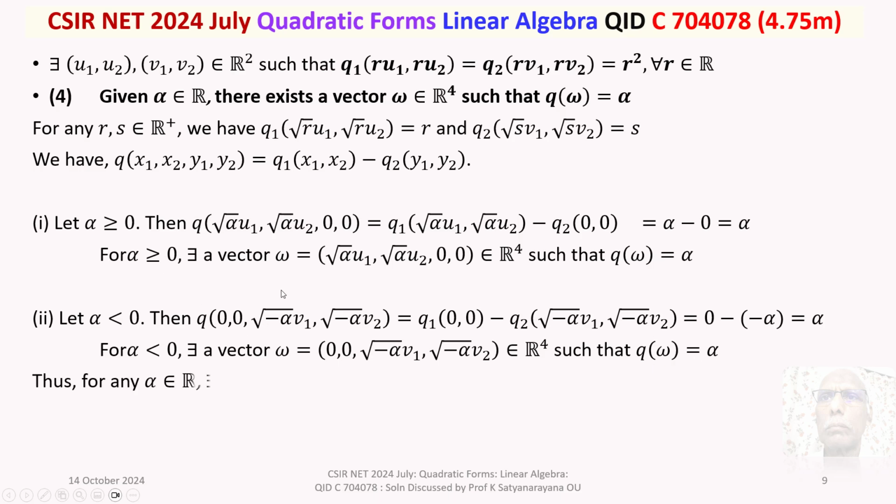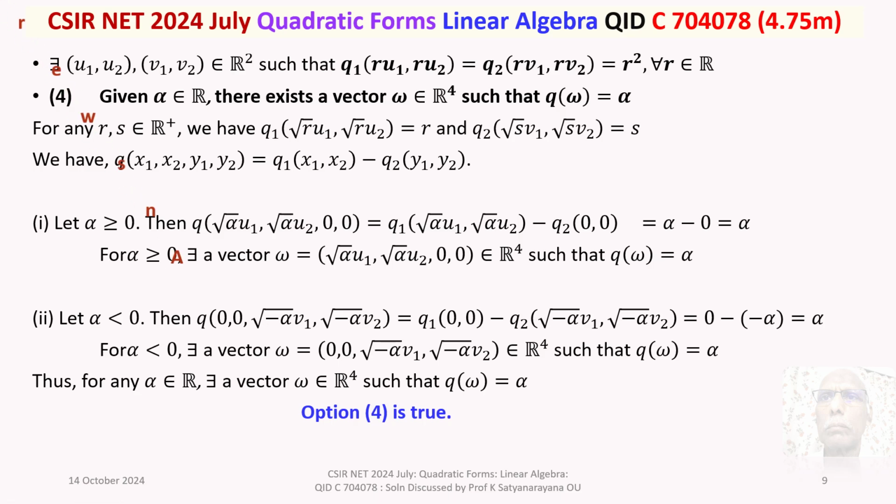So combining these two cases, for any alpha belongs to R, there exists a vector omega belongs to R to the power of 4 such that Q at omega is equal to alpha. Thus, option 4 is true. So the answer to this question is options 1, 2, 4. Option 3 was not true.